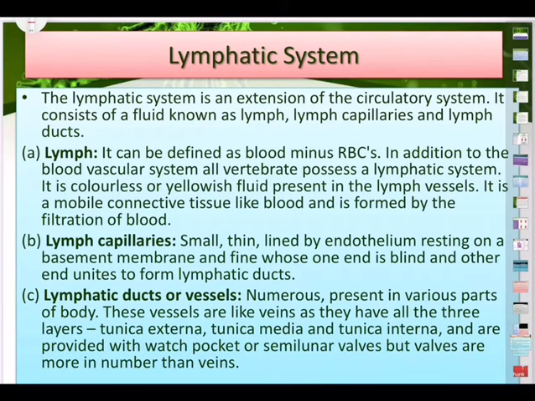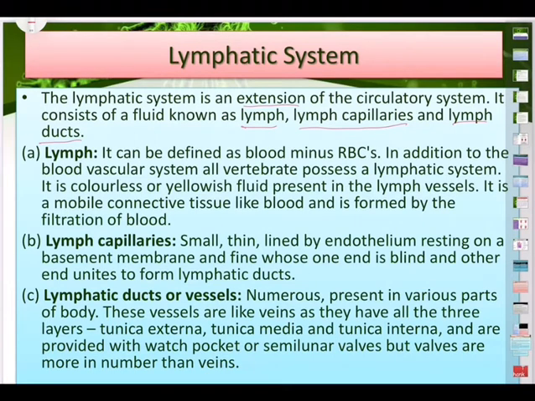So what is the lymphatic system made up of? The lymphatic system is an extension of the circulatory system. It consists of fluid known as lymph, lymph capillaries and lymph ducts. So the lymphatic system is made up of three: lymph fluid, lymph capillaries, which are small tubules, and lymph ducts.